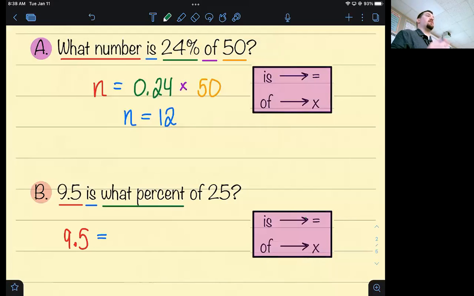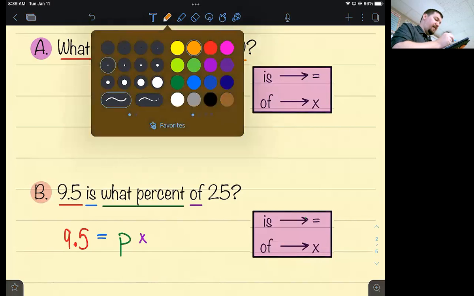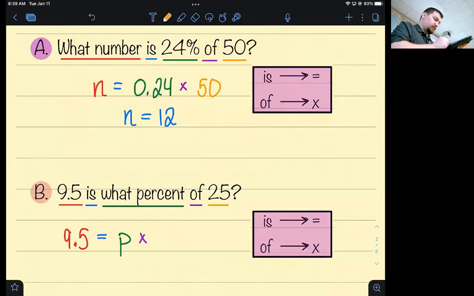Now, last time we underlined what number, we used n. When it says what percent, use p for percent. When we get our answer, we're going to have to make sure we give our answer in percent form, is what that means. Underline the word of. Parker, what does the word of mean? Multiply, good. And then underline the number 25 and rewrite it.